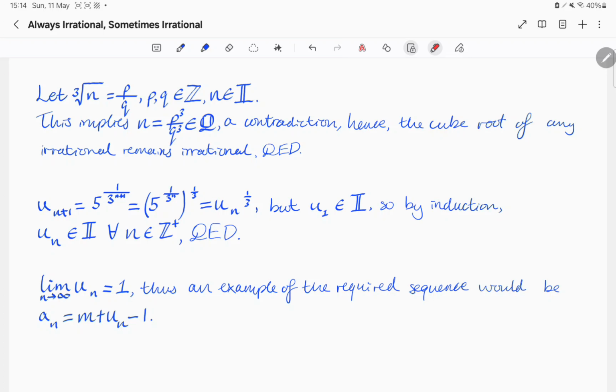Now we'll move on to the final part of the question. Here we'll notice that u_n converges to 1 as n tends towards infinity, and therefore an example of the required sequence would be a_n is equal to m plus u_n minus 1. As u_n converges towards 1, the sequence a_n will converge towards m as required.